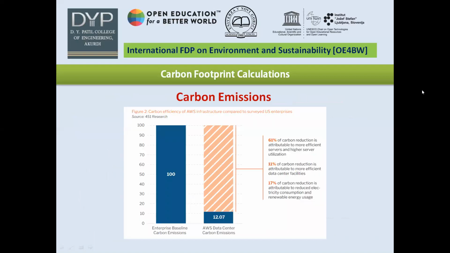Then we will see one case study. In this, carbon emissions are considered for the company Amazon Web Services. This diagram is taken from a 451 Research source, which AWS, Amazon Web Services, published online. So this is the carbon efficiency of AWS infrastructure compared to the survey of US enterprises.